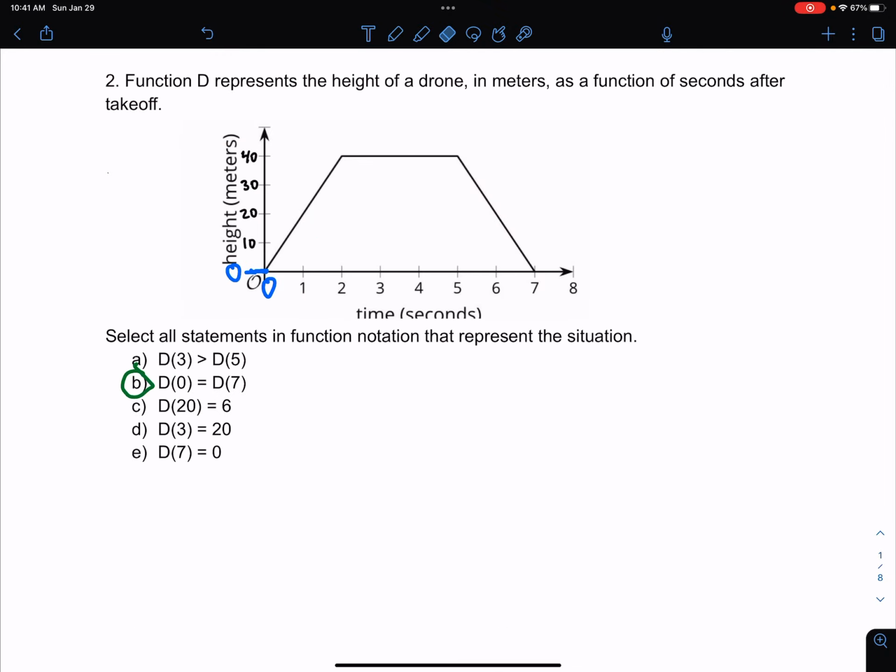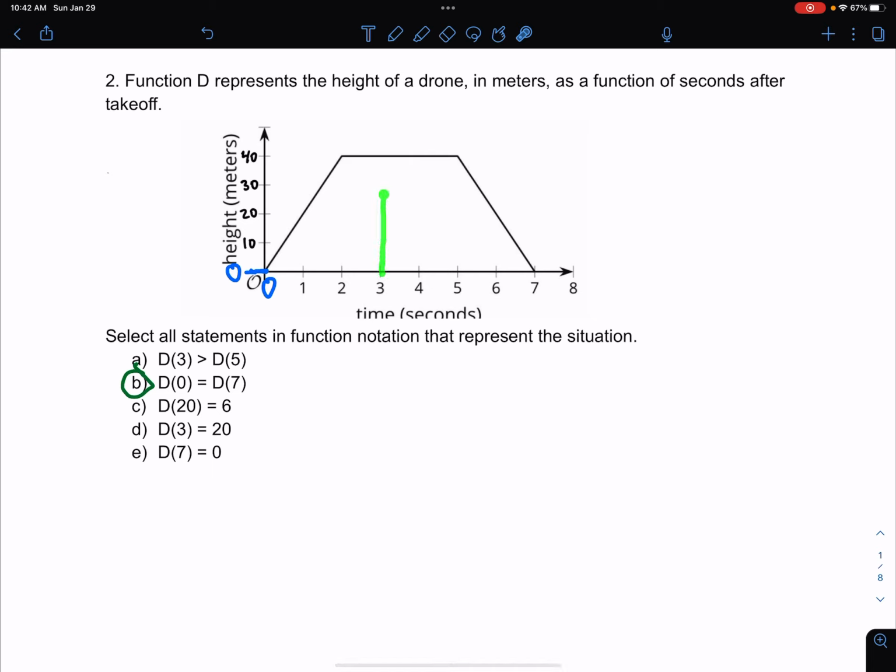D of 20 would be somewhere over here, way out here off the graph, and we have no idea what's going on at D of 20. So we can't say that it's 6. So that one is not true. C is not true. And then D says D of 3 equals 20.